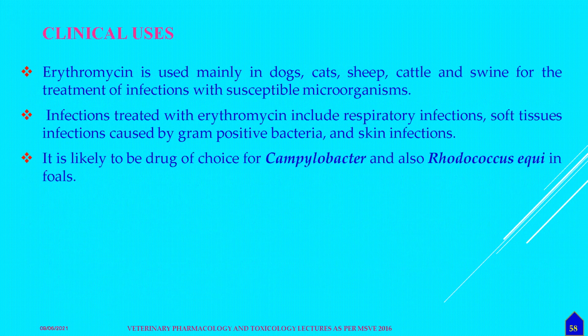So the clinical uses of erythromycin are especially in dogs, cats, sheep, and swine. It is especially for upper respiratory tract infections, respiratory tract infections. Also the concentration will be very good in the lung tissue, and in soft tissue infections caused by gram-positive bacteria, and it may also be used for skin infections.